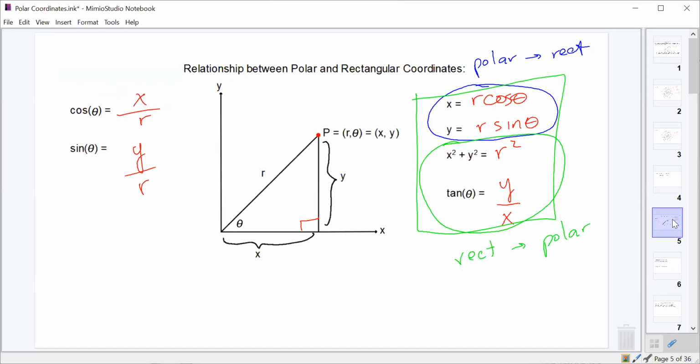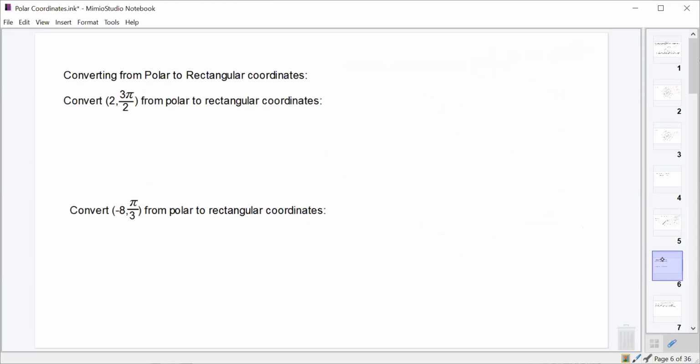So we're going from polar to rectangular. So which one should we be using? X equals r cosine theta. Great. So if x is r cosine theta, all we got to do is say x is equal to r times the cosine of 3 pi over 2. And what's the cosine of 3 pi over 2? 0. It'd be 0, so 2 times 0 is 0.